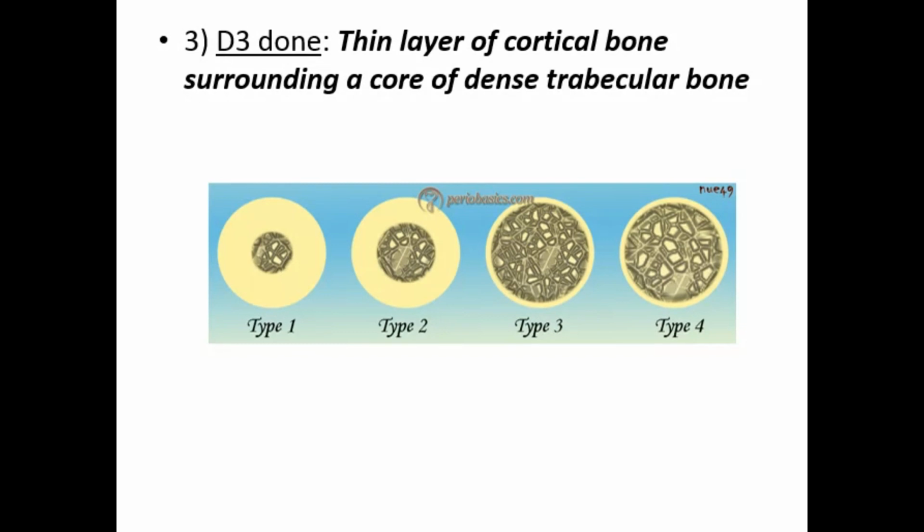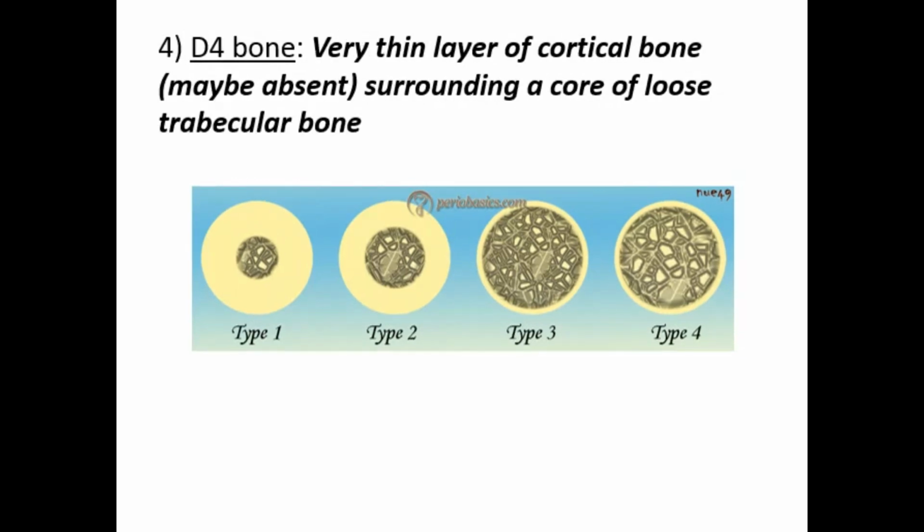Type 3, thin layer of cortical bone surrounding a core of dense trabecular bone, usually found in the posterior mandible, anterior maxilla, and posterior maxilla. Provides a good initial implant stability. Type 4, very thin layer of cortical bone surrounding a core of loose trabecular bone, usually found in the posterior maxilla. Worst type of bone as it neither provides initial implant stability nor allows immediate loading.